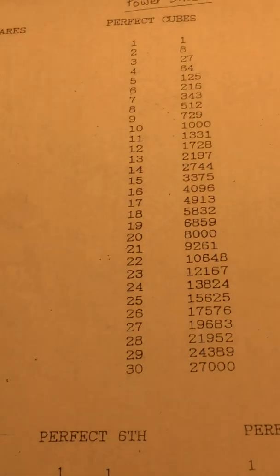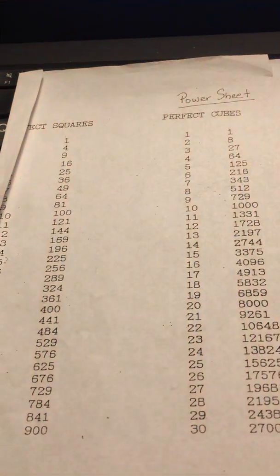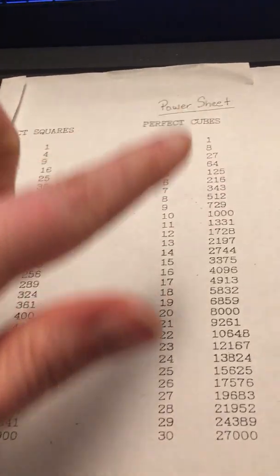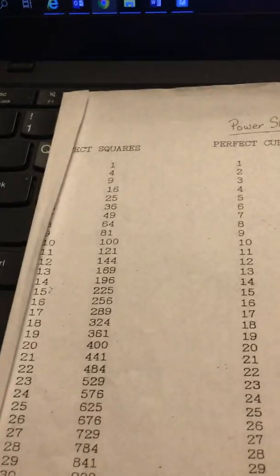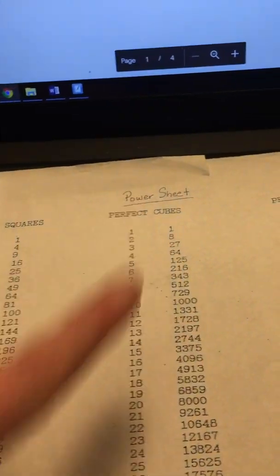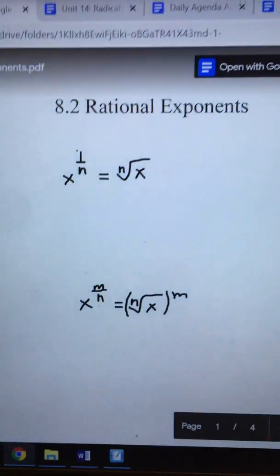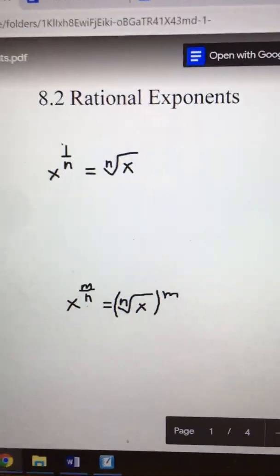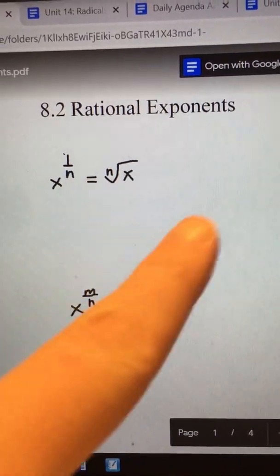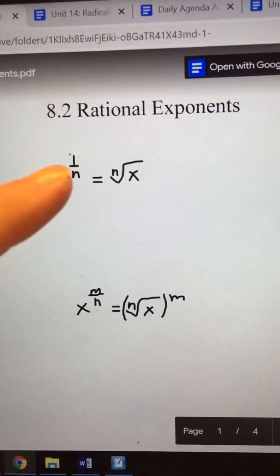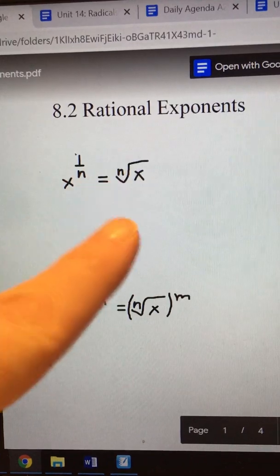You will need to have your power sheet. It will definitely help. We're actually going to use it backwards when we have a root, and then when we need to take to a power, we'll use this column. So we're going to use this in two ways here. But the most important part is knowing that every root, because you're used to roots, you're not used to fractional exponents, but you're used to roots.